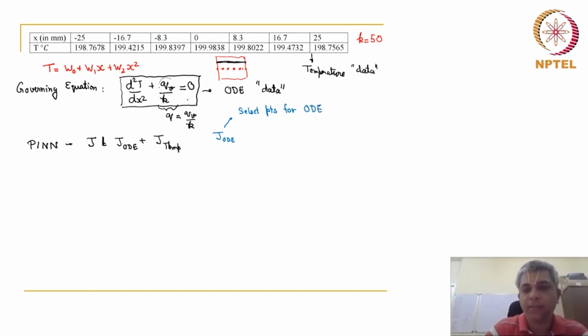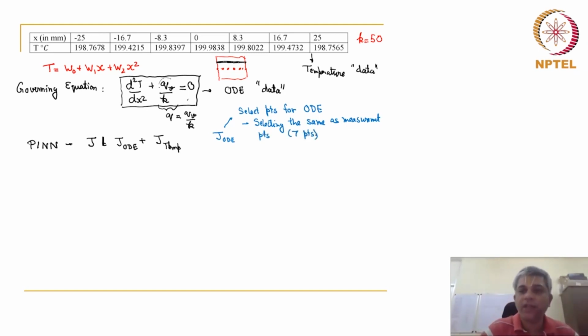So which points can they be? For now, I will select the same as the measurement points. These are the 7 points. In general, you can choose as many as you want, but I am choosing to take the same 7 points where I have measured. I am going to impose my ODE just there. Is this okay?